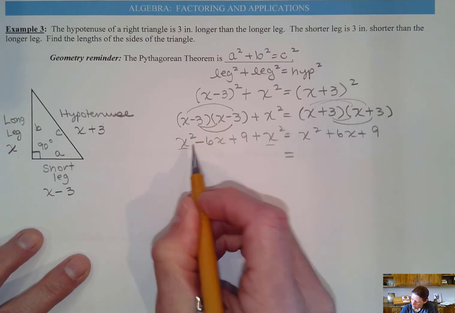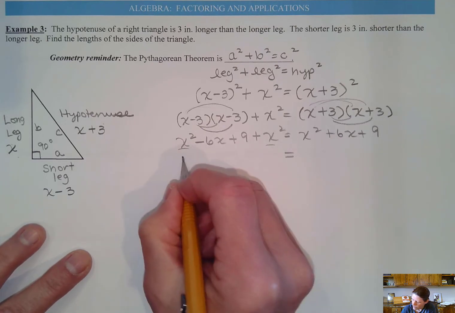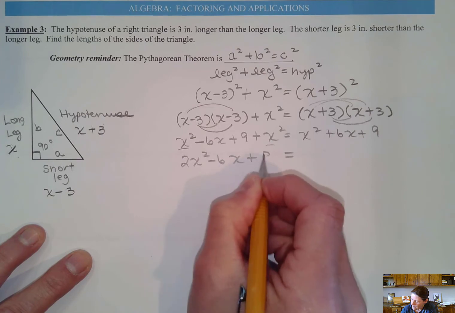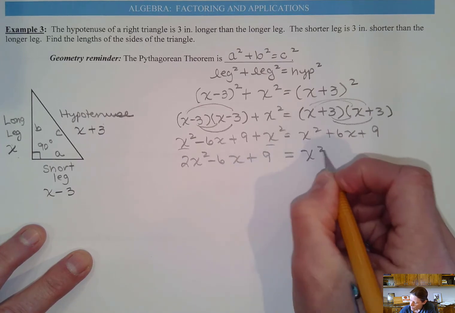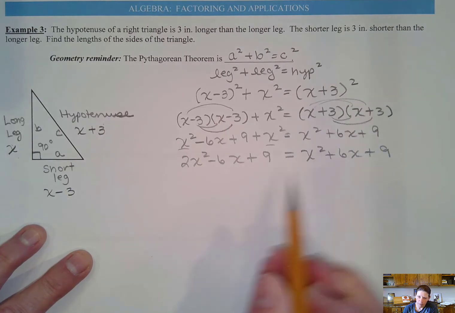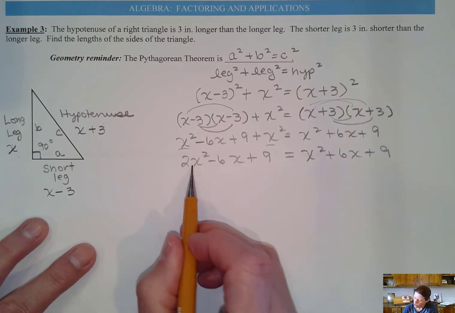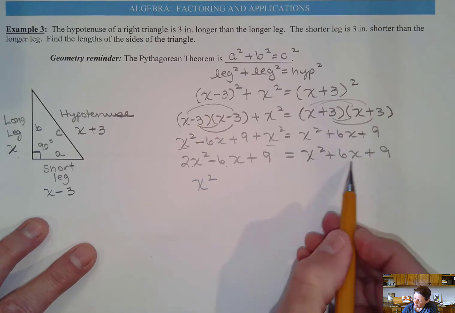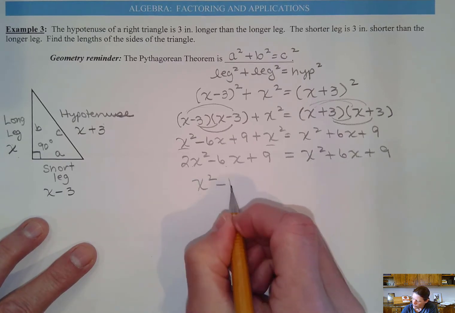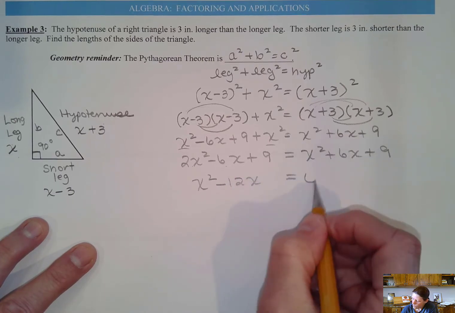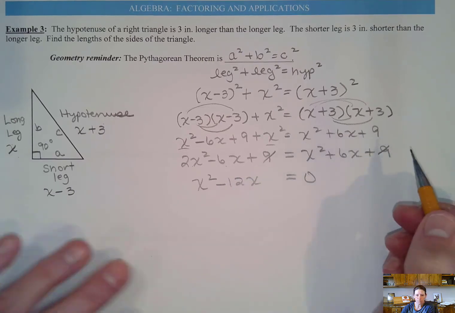Let's combine our x squared terms here on the left. That's 2x squared minus 6x plus 9. That's equal to x squared plus 6x plus 9. Now when we move terms to the left, 2x squared minus x squared is x squared. Negative 6x minus 6x combined to minus 12x. 9 minus 9 cancels out.